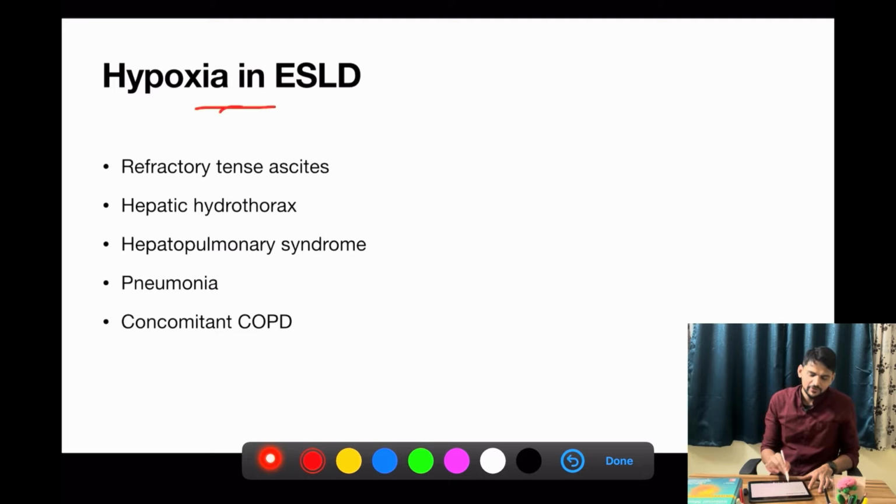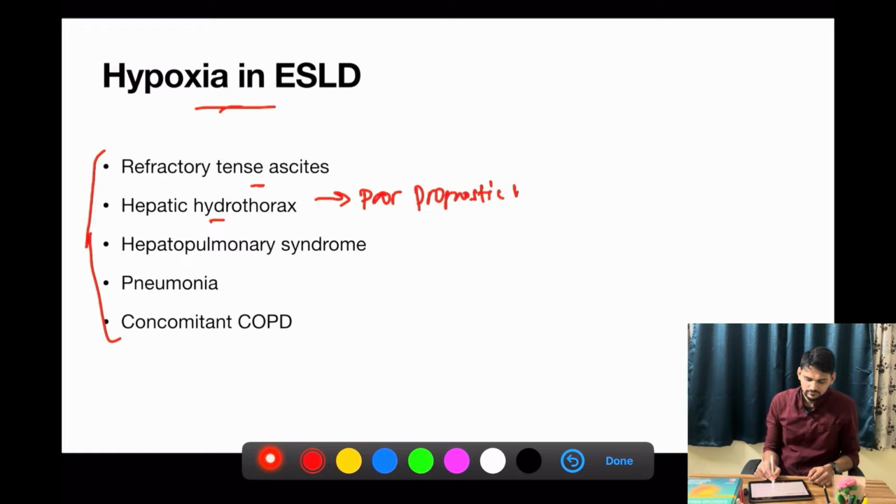Then one more situation is hypoxia in these patients. So we have to know some causes of hypoxia. Whenever we get hypoxia in these individuals, often consultants will ask what might be the possibilities. So remember, it might be because of refractory tense ascites, because of the decreased respiration there might be hypoxia, or hepatic hydrothorax, as mentioned in the beginning, it is a poor prognostic marker.